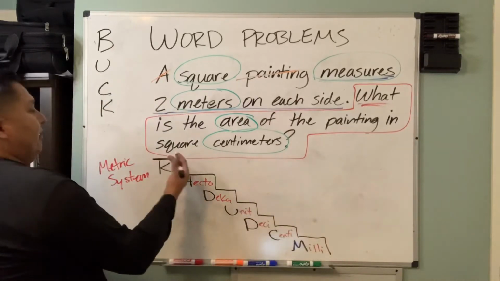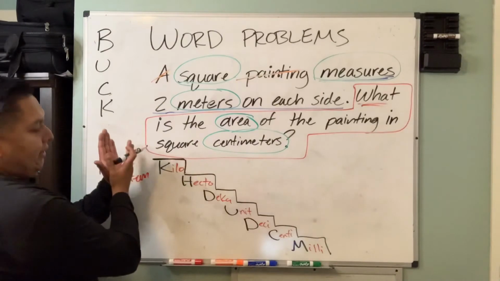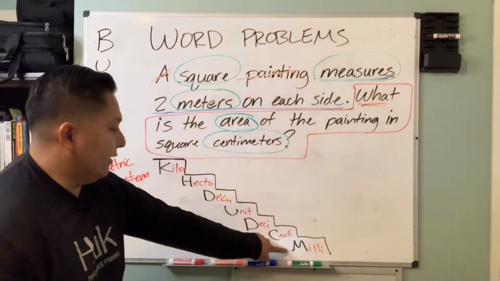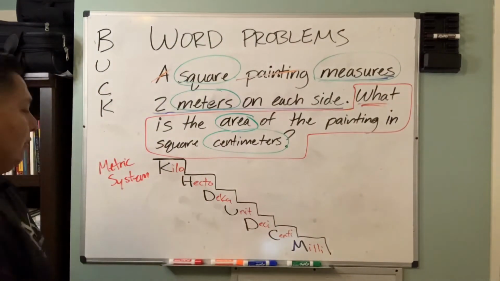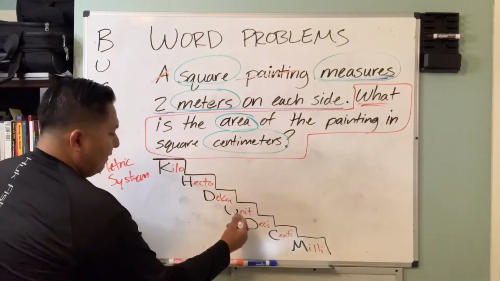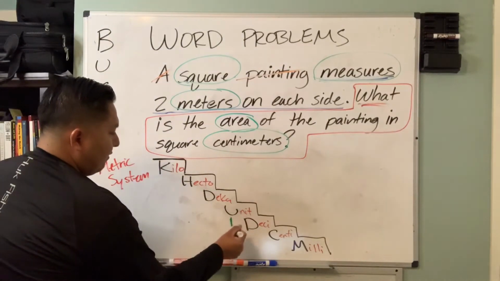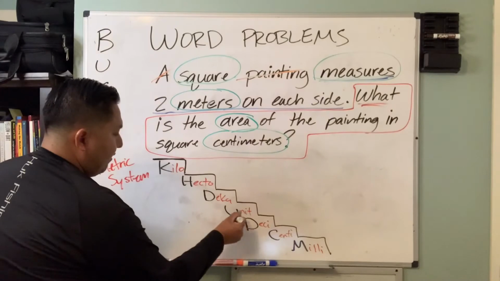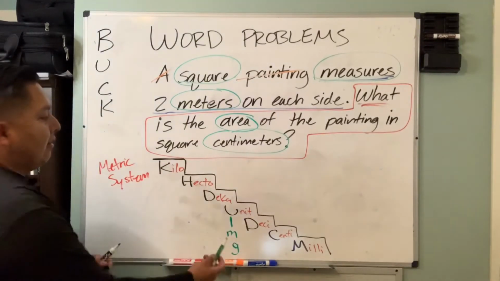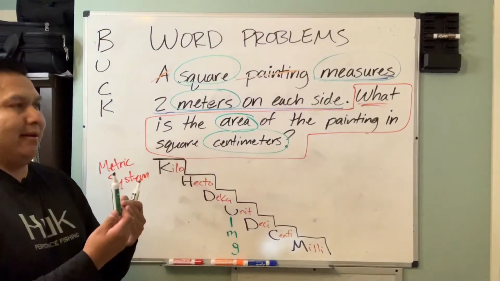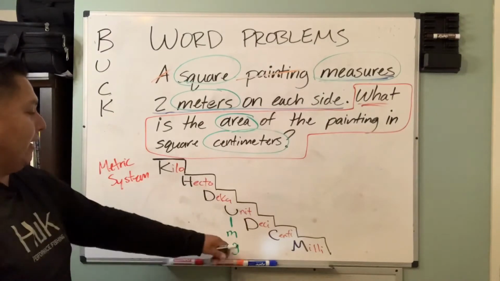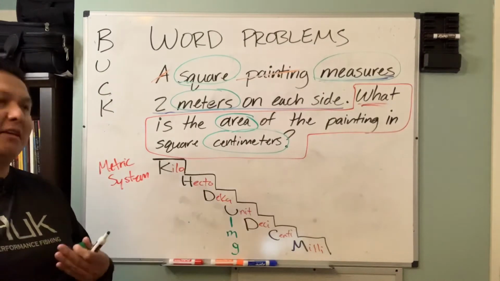At the top of the stairs is the largest item. The bottom of the stairs is the smallest. So milli would be the smallest, kilo would be the largest. Now for your units, you have liters, meters, and grams. Liters would be like liquid measurements. Meters would be like a distance measurement, how far. Grams would be like weight, how much does this weigh?